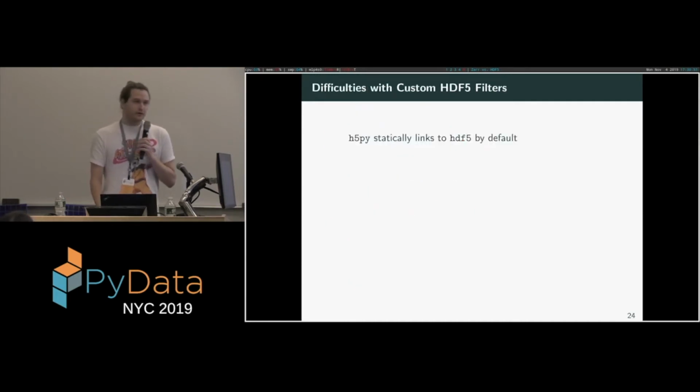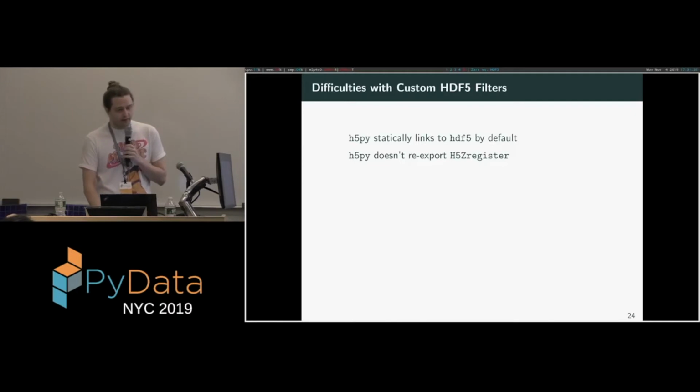So some difficulties that you'll run into if you're trying to write a custom filter for HDF5. H5Py, by default, distributes binary wheels. On Linux, binary wheels are only allowed to dynamically link to a small number of libraries. HDF5 is not in that list. That means that they statically link to HDF5. Unfortunately, H5Py, through the way that it gets loaded by Python, does not re-export this H5Z register function. So you can't actually call the register function from your extension by default, which is really annoying.